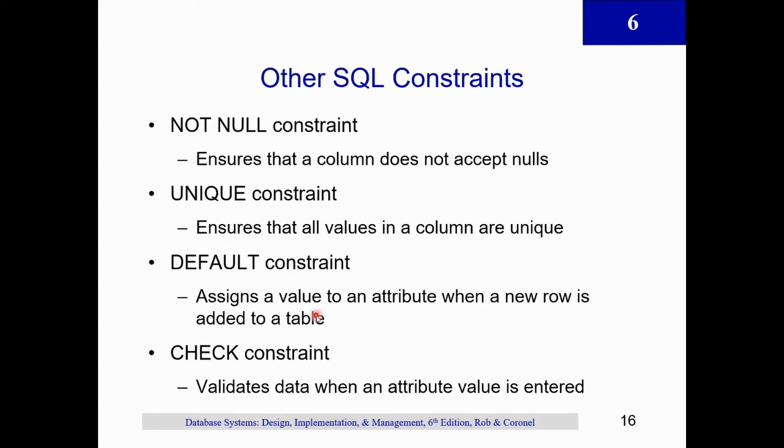And then default constraint, assign a value to an attribute when a new row is added to a table. Meaning kita nak masukkan value yang default. Okay, in case kalau user tak masuk data, kita boleh set default value dia apa. Okay, and then check constraint, validate data when attribute value is entered. Nak check lah sama ada data tu valid or not, according to the data type that we have specified during the creation of the table.